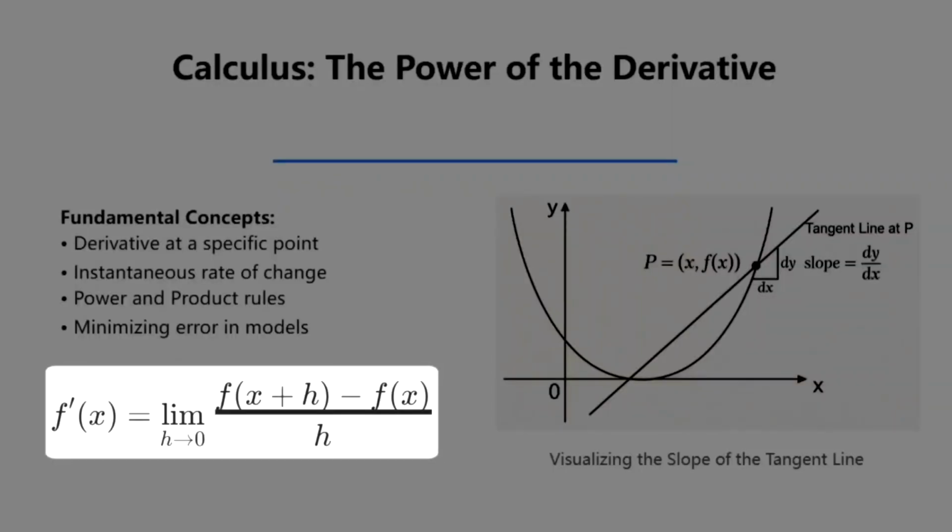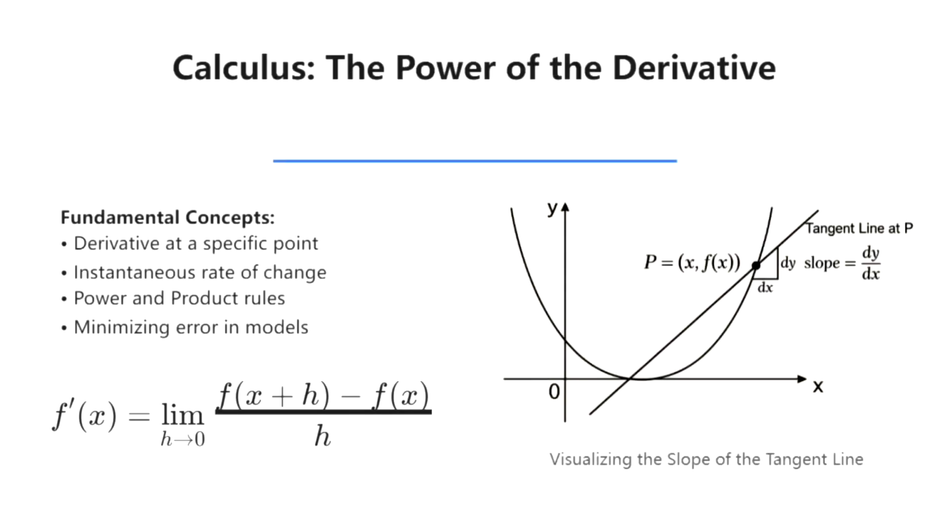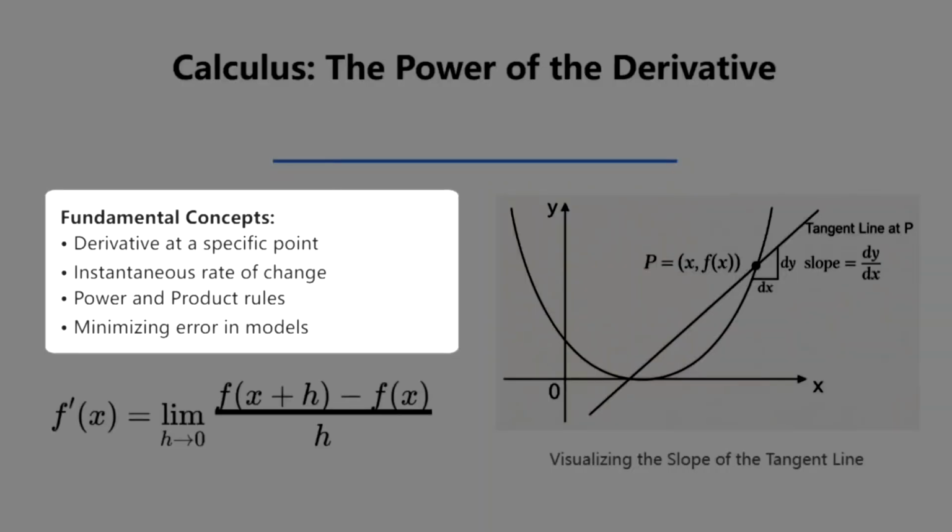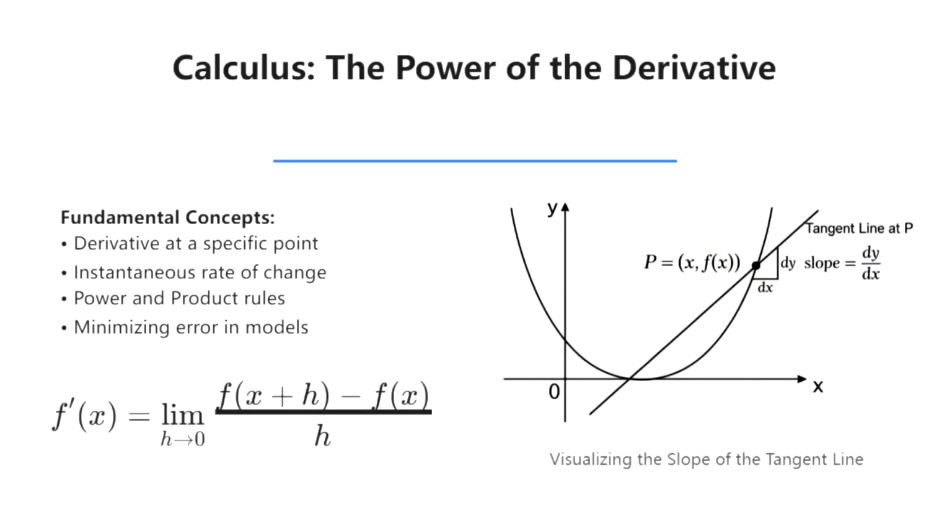Mathematically, we define it using this limit formula. It represents the slope between 2 points as the distance between them shrinks to 0, giving us the instantaneous rate of change. To make this more intuitive, let's look at the visual representation here.